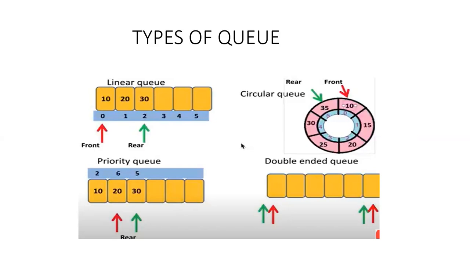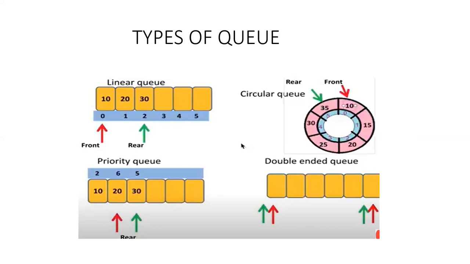In this example, the three data 10, 20, 30 have the priorities 2, 6 and 5. Which has the highest priority? Yes, it is the data 20, which has the priority 6, so it will be deleted first. Next comes the circular queue. A circular queue is a queue where we insert the data in a circular form, deleting the data at the front pointer and inserting the data at the rear pointer.